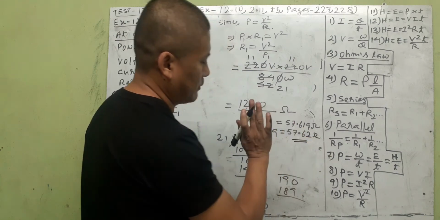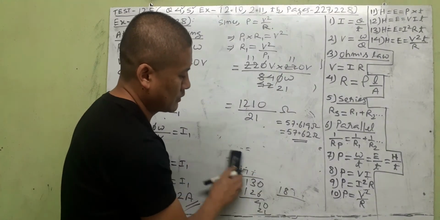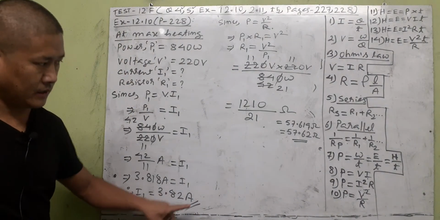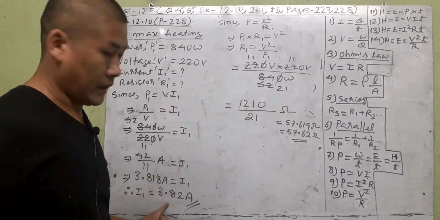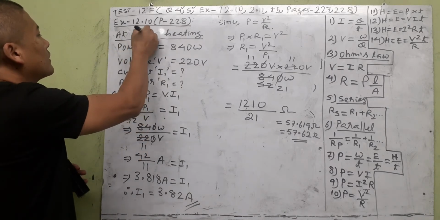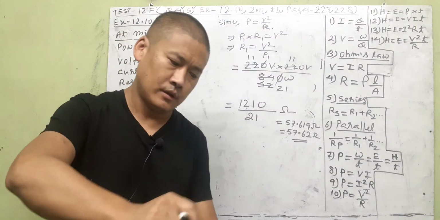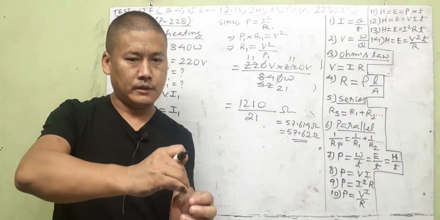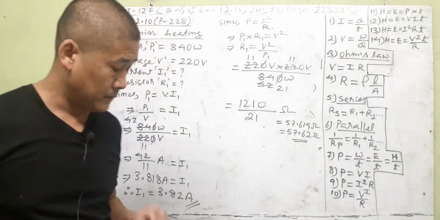So the resistance at maximum heating is approximately 57.62 ohms, and the current flowing in that same case is 3.8. So these are the two answers for the resistance and the current. Now let us go to the next one. At minimum heating, the second case, when you turn the adjuster in the iron, the heat increases or decreases. So when they put it at maximum heat, this is the case. When they put it at minimum, there's another case.